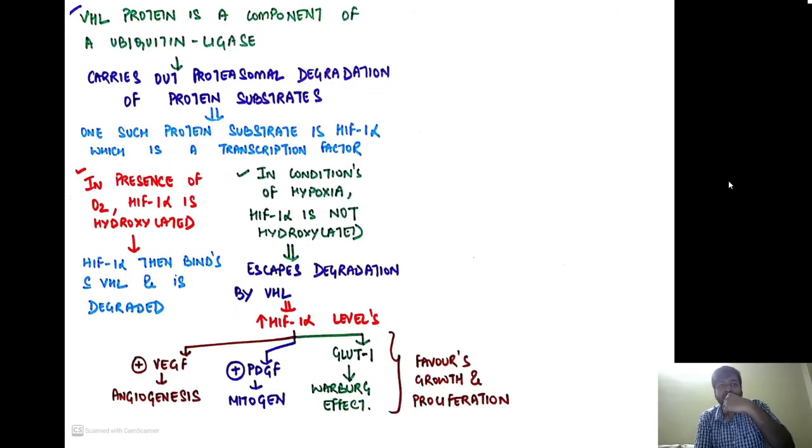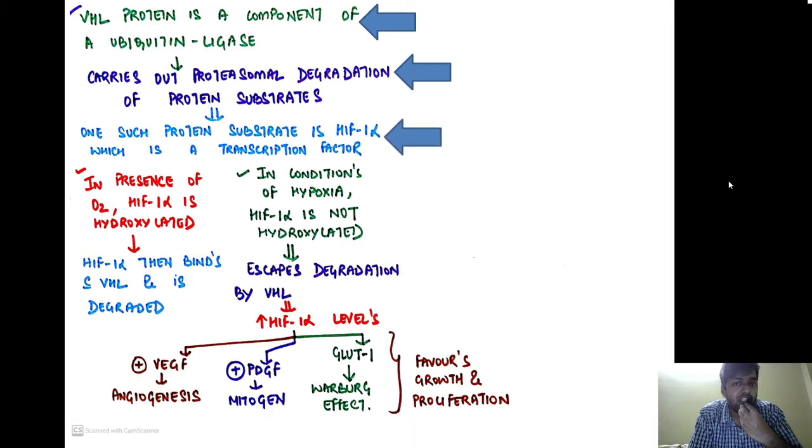So what is the role of this VHL protein? Let us see how it is acting as a tumor suppressor. This VHL protein is a component of a ubiquitin ligase which carries out degradation of protein substrate. One such protein substrate is HIF1 alpha, that is hypoxia inducible factor 1 alpha, which is basically a transcription factor. So in the presence of oxygen, this HIF1 alpha is hydroxylated, and this hydroxylated form of HIF1 alpha then binds with the VHL and is degraded.